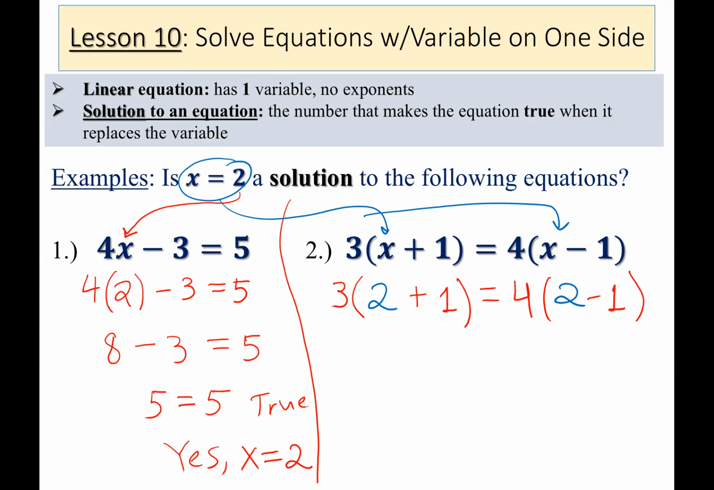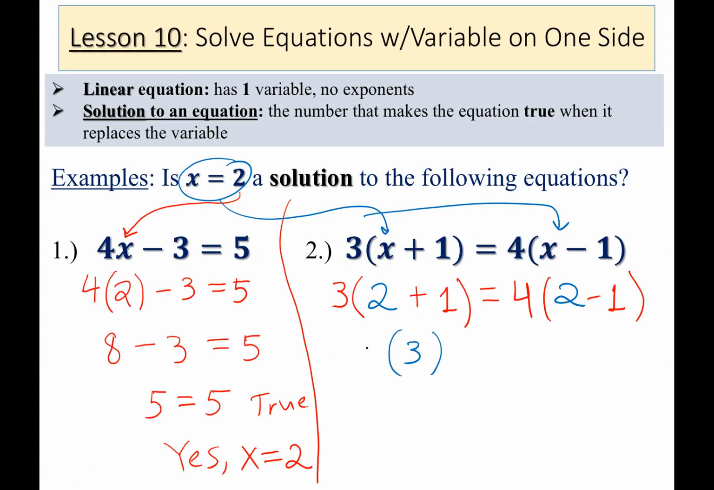Now I'm going to simplify on each side of the equal sign, and we're going to find out if each side turns out to be the same. I'll start on the left side. I'm going to use order of operations. Inside the parentheses is 2 plus 1. 2 plus 1 is 3.